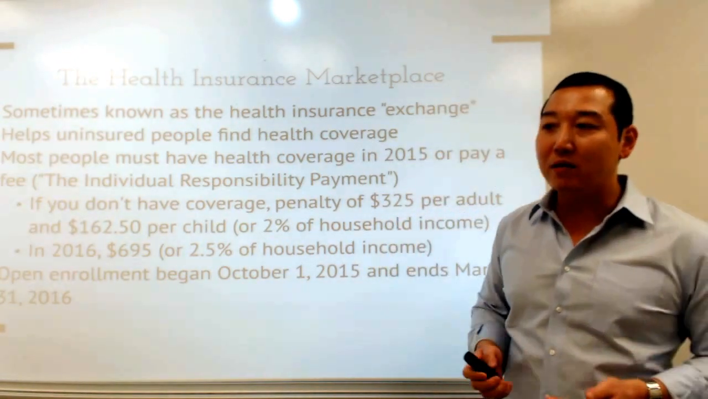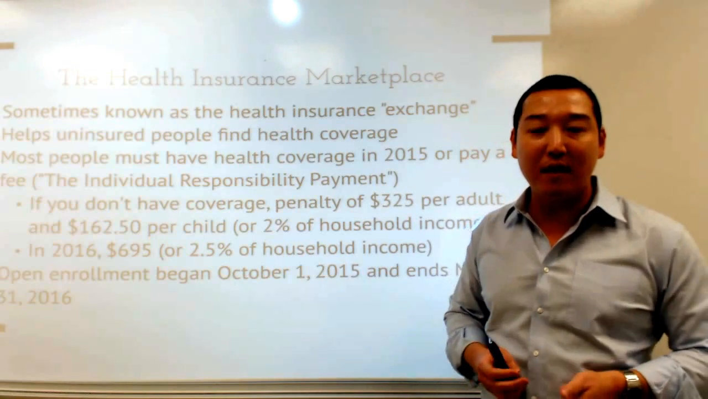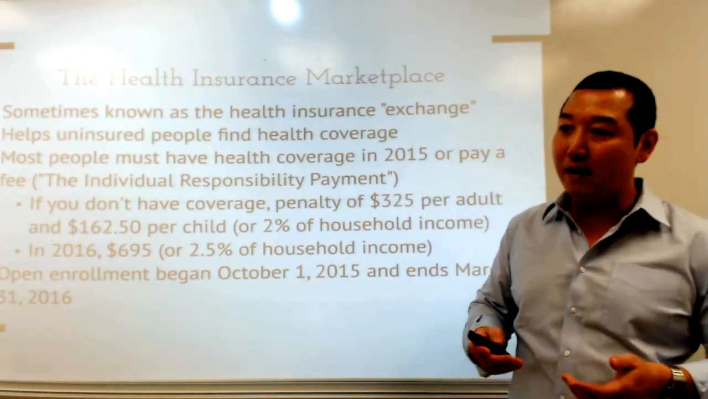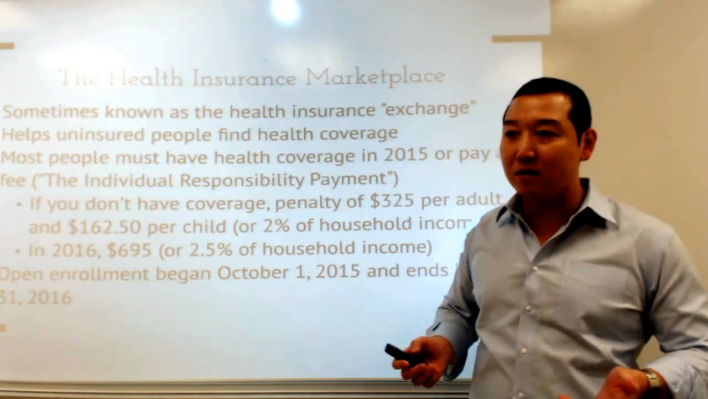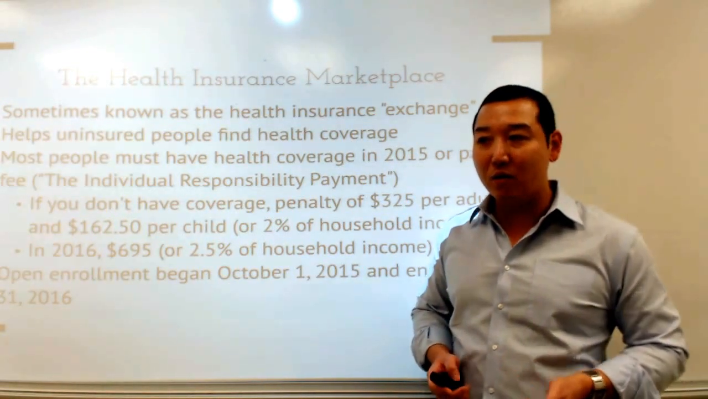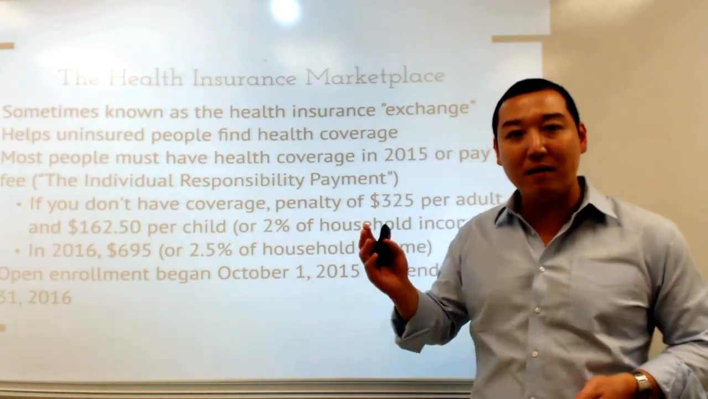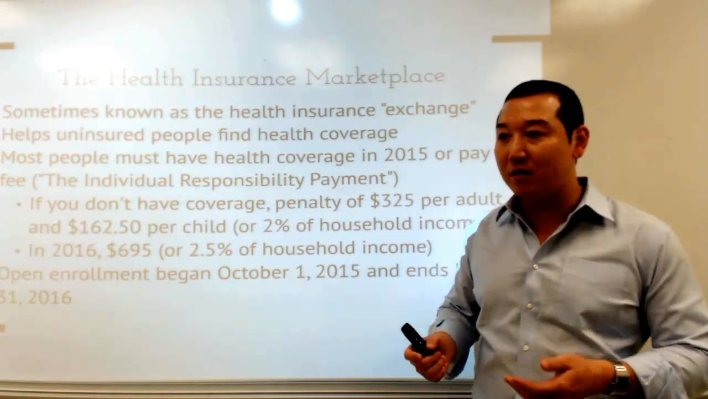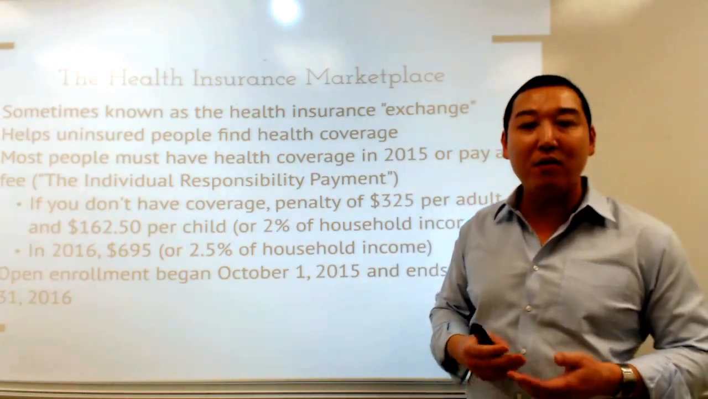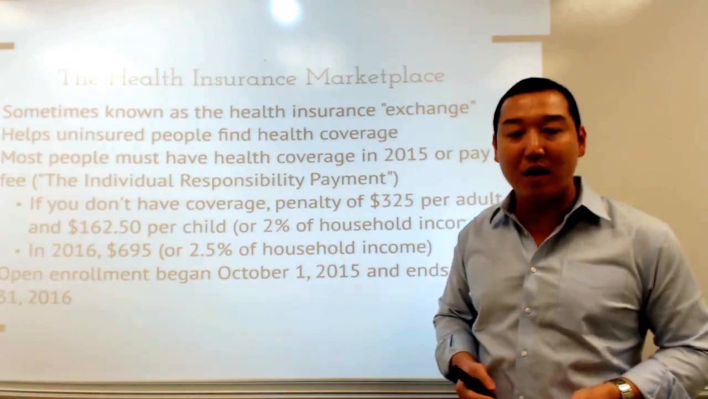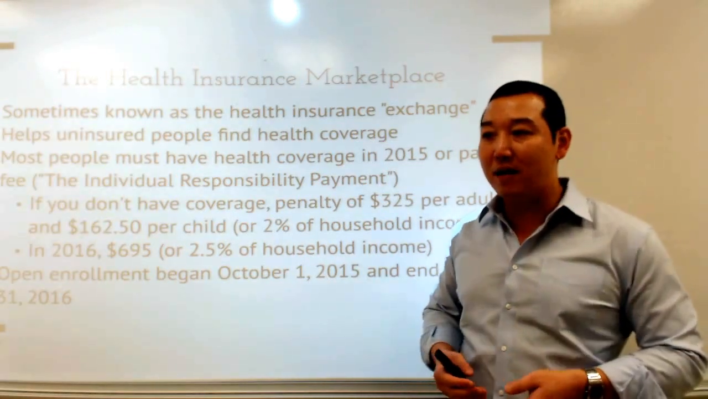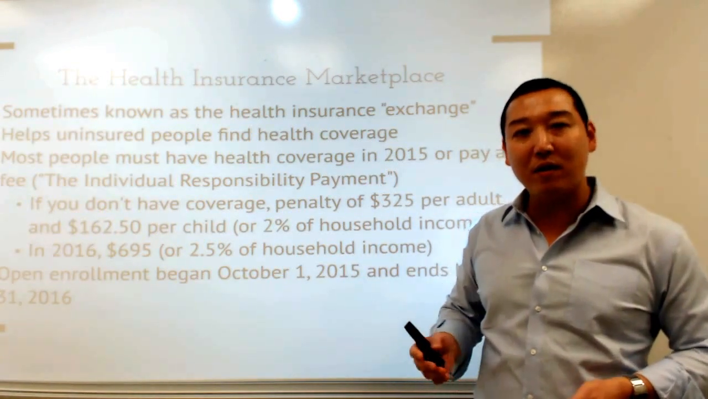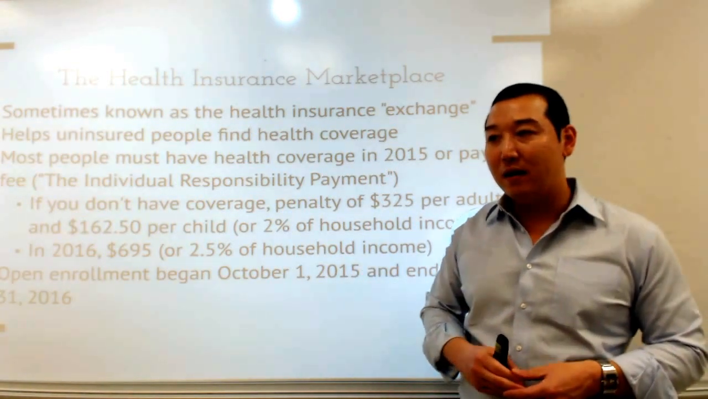The basic penalty for 2015, if you don't have some sort of insurance coverage, is $325 per adult, or $162.50 per child, or 2% of your household income exceeding certain thresholds, whichever is higher. You can see how these penalties will escalate over time. By next year, if you don't have some form of health insurance coverage, whether public or private, you're going to be penalized $695, or 2.5% of household income exceeding certain thresholds.